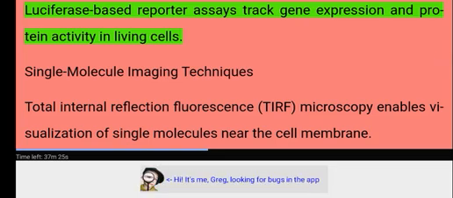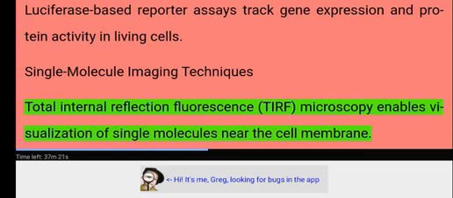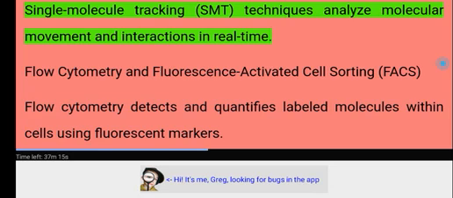Luciferase-based reporter assays track gene expression and protein activity in living cells. Single-molecule imaging techniques: total internal reflection fluorescence (TIRF) microscopy enables visualization of single molecules near the cell membrane. Single-molecule tracking (SMT) techniques analyze molecular movement and interactions in real time.